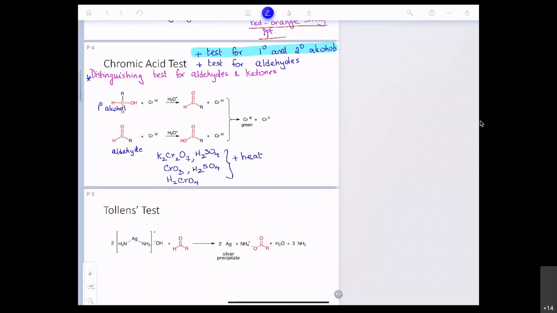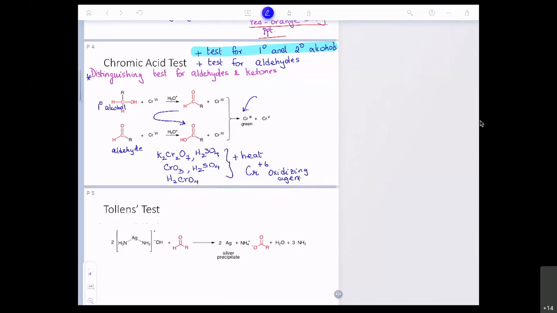So it's a pretty harsh reaction. In all of them, chromium is going to be +6. So chromium is the oxidizing agent. It's going to oxidize a primary alcohol into an aldehyde. But if you start with an aldehyde, it will become a carboxylic acid. If you start with a primary alcohol, the aldehyde will eventually become a carboxylic acid. So chromium is the oxidizing agent.